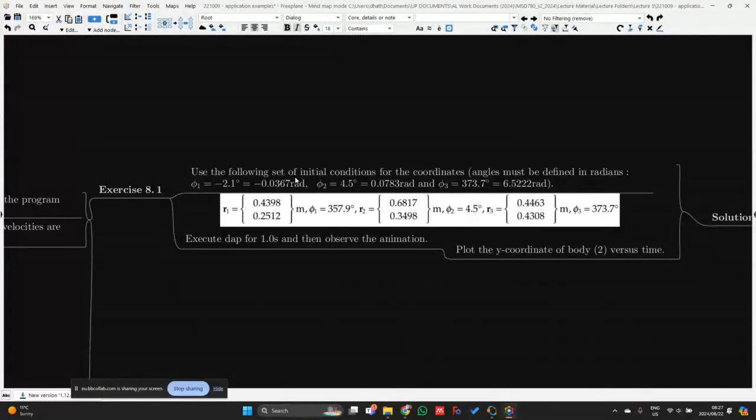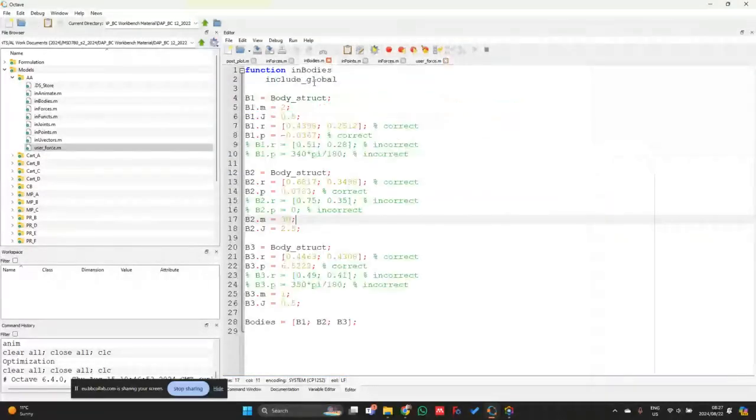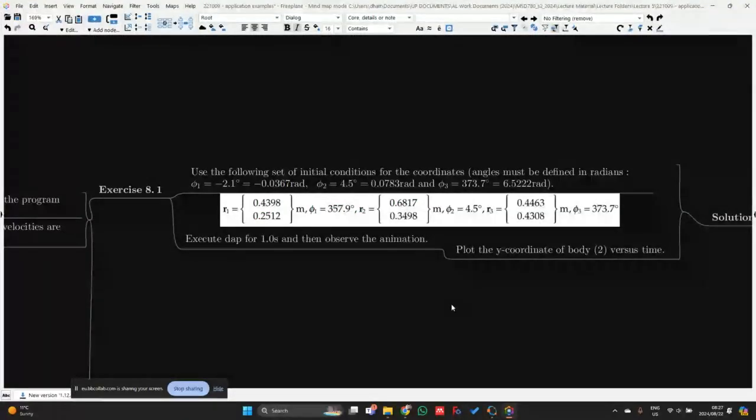We use the following set of initial conditions for the coordinates. These are the angles that we first get over here. So phi1 is minus 2.1 degrees, and we can relate that back to radians. We can do the same for phi2 and phi3. Then they also give us information with regards to R1, R2, and R3, and this is the information that we simply populated into the input bodies file. You can go and check under the input bodies, and you'll see that these coordinates and angles match what was given in the file over here.